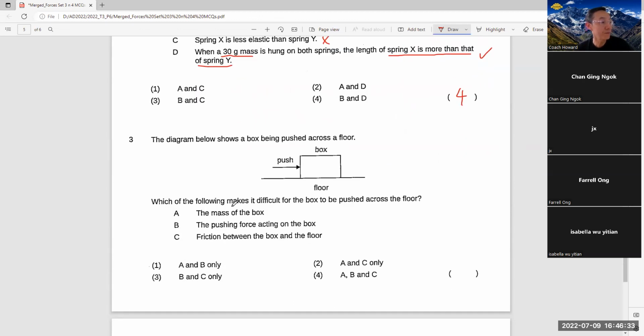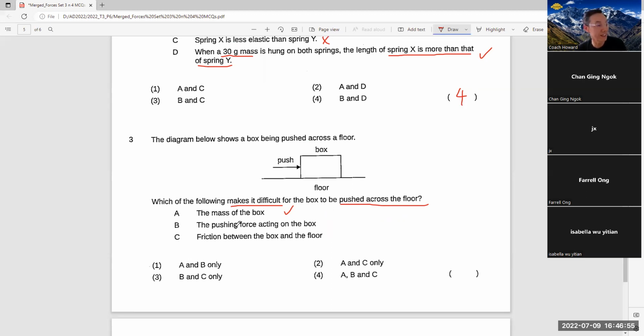Next, flat surface again. Which of the following makes it difficult for the box to be pushed across the floor? I want to make it harder. If you have greater mass, because here they didn't say increase or decrease, they say the mass of the box. So if you increase the mass, of course, you make it more difficult.